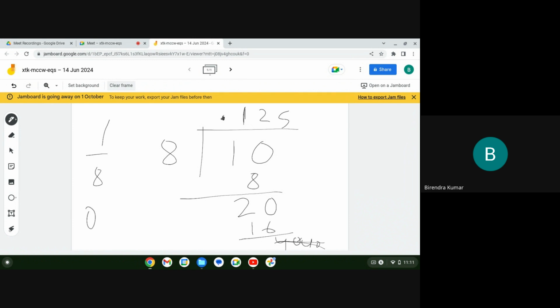So this is my answer. My answer is 0.125. And I can add a 0 before or after as many times as I want. So I just added one 0 so that it looks better. 0.125. It's okay, right?